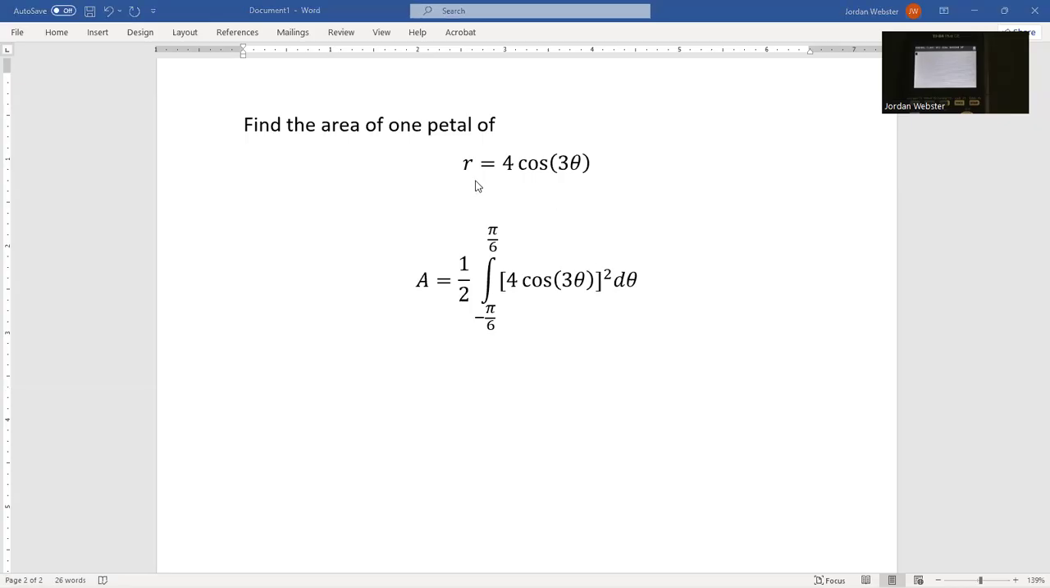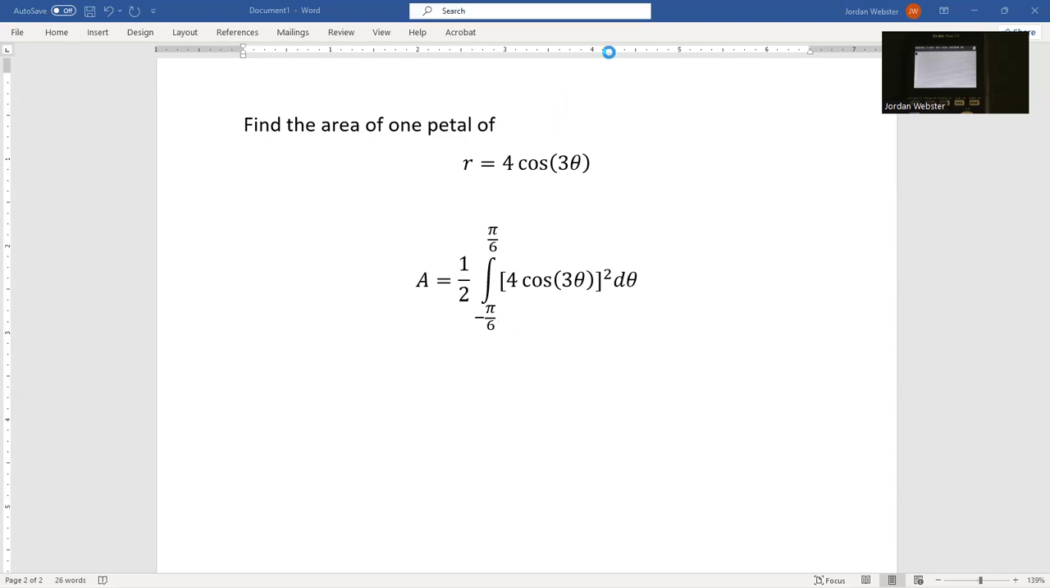Now, when we did this, we found that the bounds for one petal, one of the options was to go from negative pi over 6 to positive pi over 6, and then we'd integrate the function cosine of 3 theta, quantity squared with respect to theta, and then multiply by a half. You can use your calculator to find those bounds as well. We went over that in another video, so I'm not going to do that. I'm just going to do the integration and show you how to do this integration.